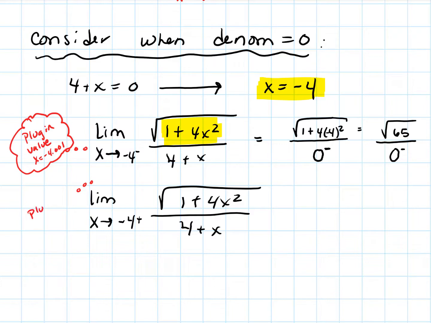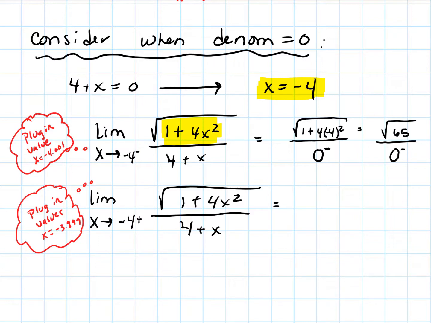So let's just consider what happens on the other side. So in this case, we're going to be plugging in values like x equals negative 3.99, as we're coming from the right of negative 4. So we're thinking of something like negative 3.999, very, very tiny numbers. If that helps you to think about an actual number, then you can do that.